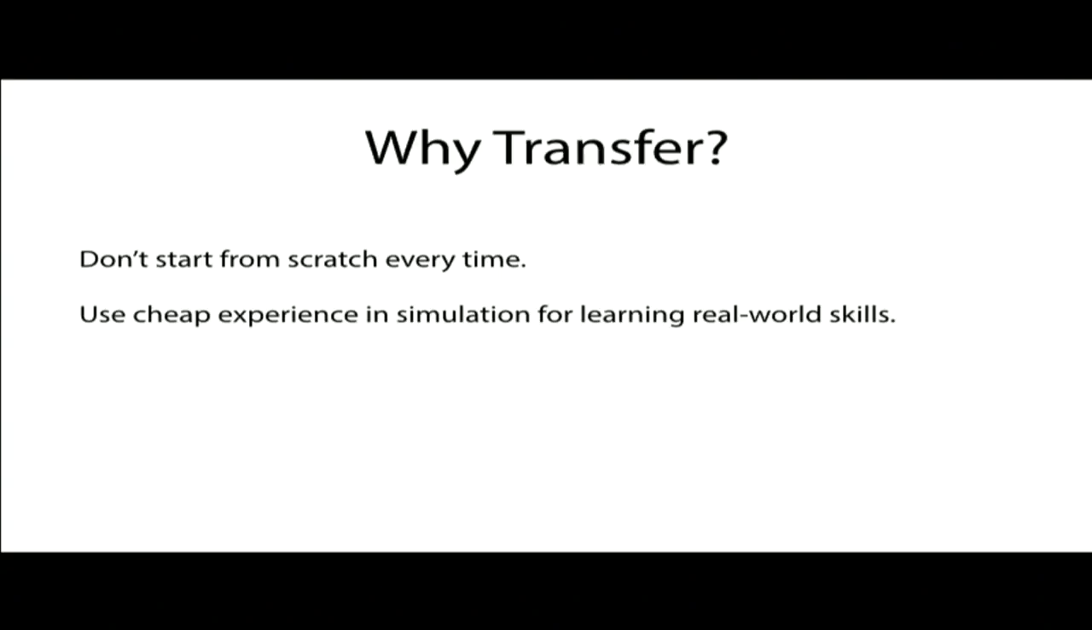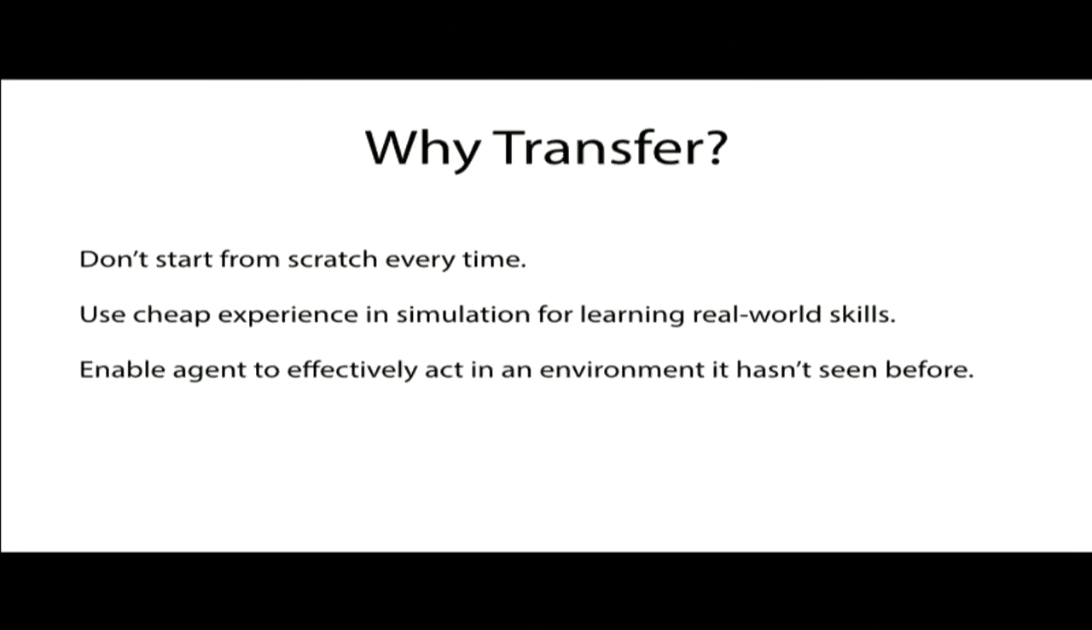So in this lecture, we're going to be talking about how we can transfer information from one task to another task. Why do we want to do that? Well, we don't want to start from scratch every time. If we want to learn many, many different tasks, we don't want to have to learn all of them from scratch. We want to be able to use cheap experience in simulation in order to learn skills in the real world. As we saw, sometimes reinforcement learning algorithms take many, many samples to learn. We can do this effectively in simulation, but if we want to actually apply this in the real world, it gets tricky. But if we can transfer experience in simulation for learning in the real world, then we can pretty easily use these algorithms to learn skills.